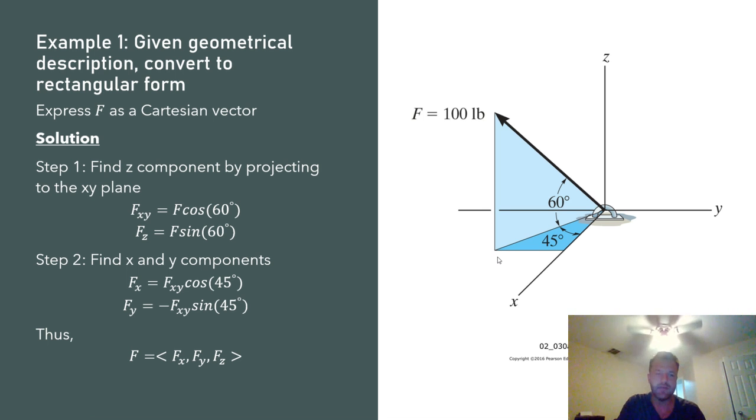So this is usually the way these problems work. Take it and break it down into a component that you need and a projection component that will allow you to find the other two components that you need.